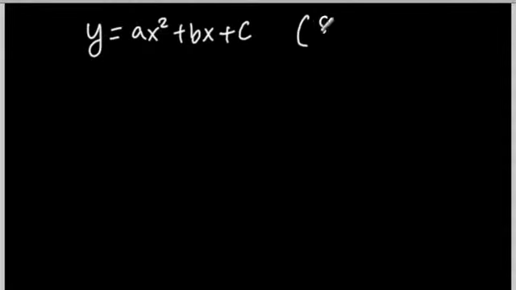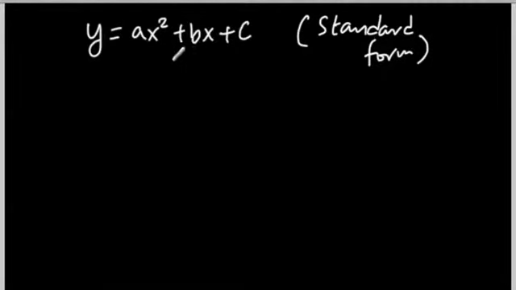Hi everyone, we are now going to continue with our lessons on quadratics. So far we've seen two forms of parabolas. The first one we saw was the standard form, which looks like this: y equals ax squared plus bx plus c. And this is the standard form.